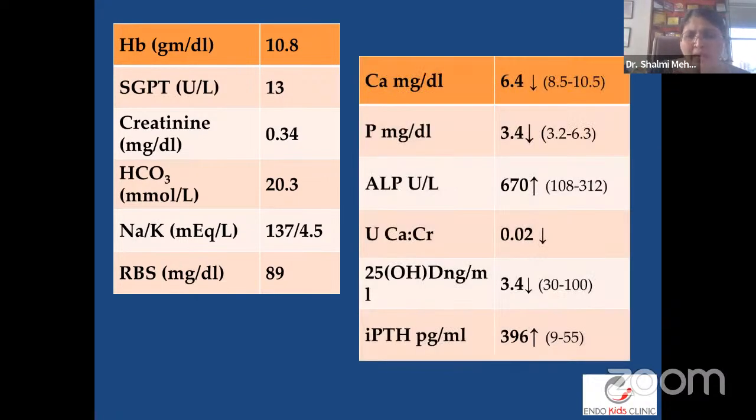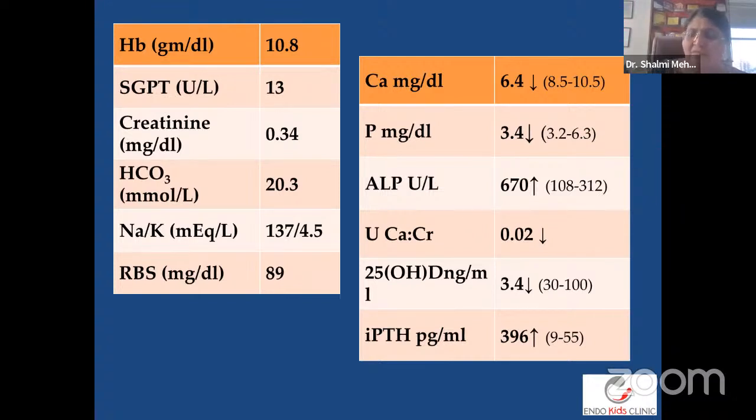Now, when we went to the main investigations, we noticed that the calcium was 6.4. Remember, any calcium of less than 7 can cause hypocalcemic seizures. And that is how the child actually presented to us, right? The phosphorus is also slightly on the lower side. She has a raised alkaline phosphatase. The child is not losing calcium in the urine. So we did a urine calcium creatinine ratio. The child is not losing calcium.